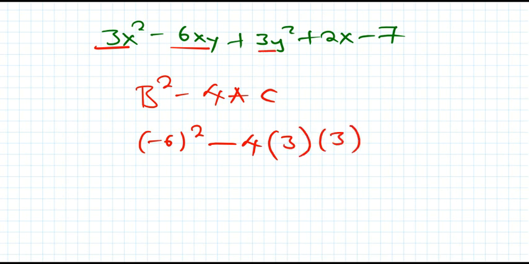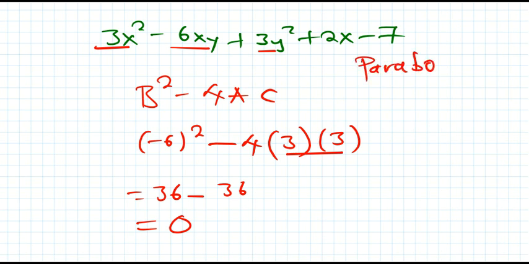And then you end up with 36 minus 4 times 3 times 3. 3 times 3 is 9, 9 times 4 is 36. So you end up with a 0. Or 4 times 3 is 12, times 3 is 36, so 0. So this is a parabola. Okay, so basically we've done this discriminant test, and that's where we end.